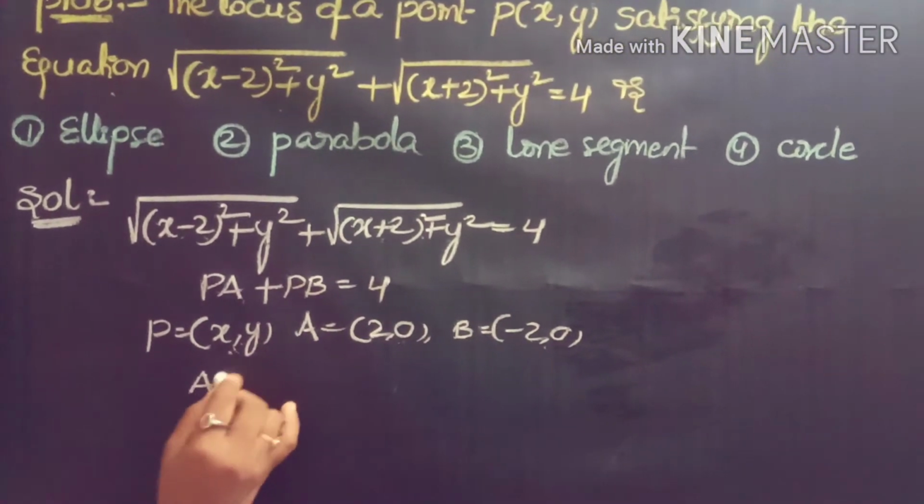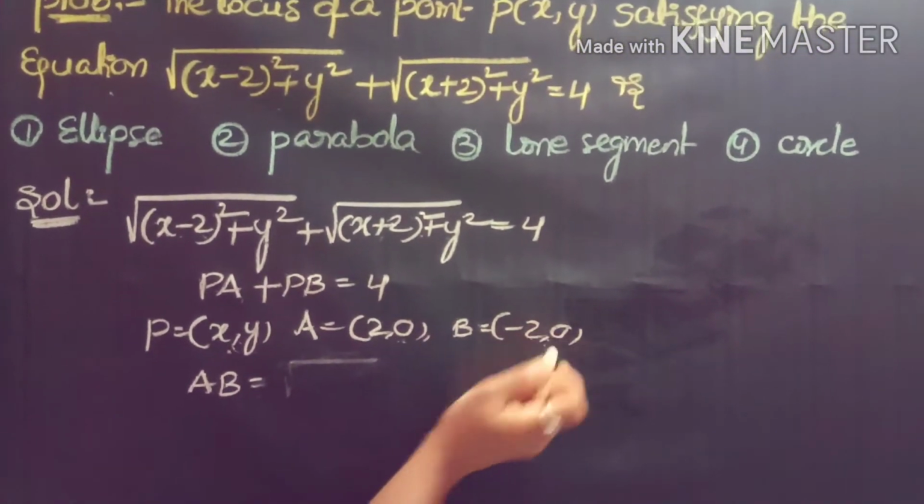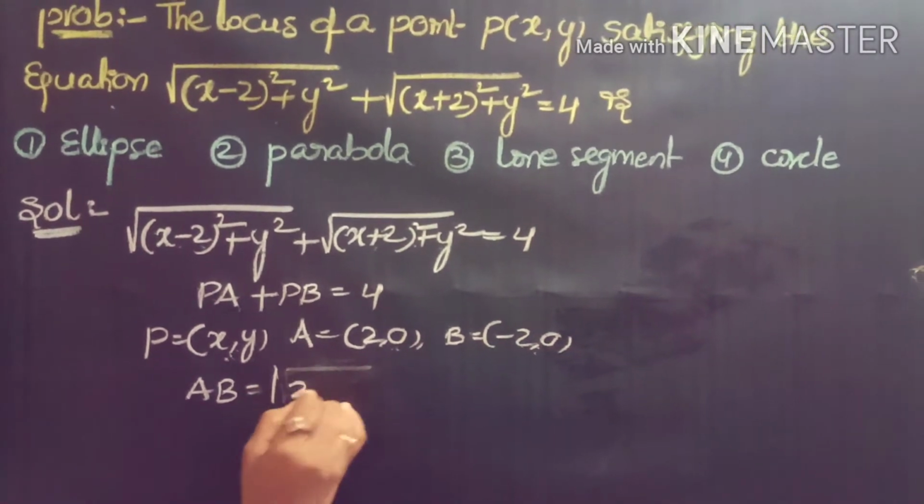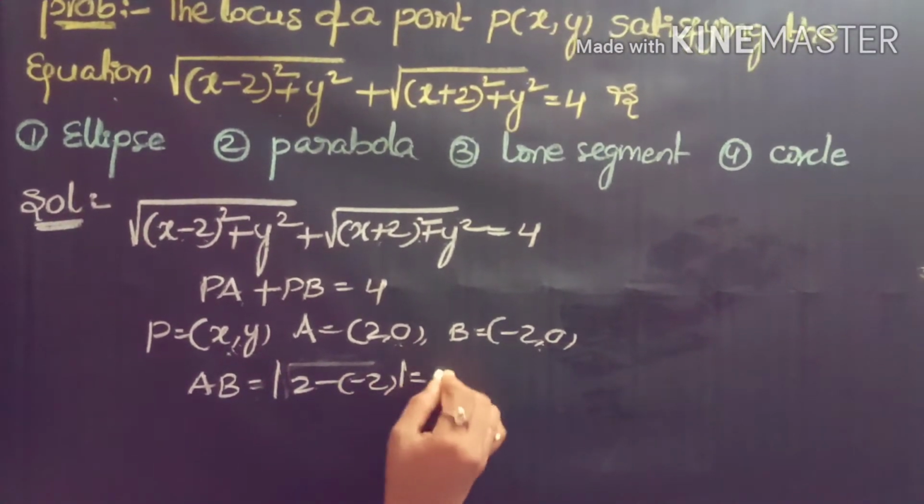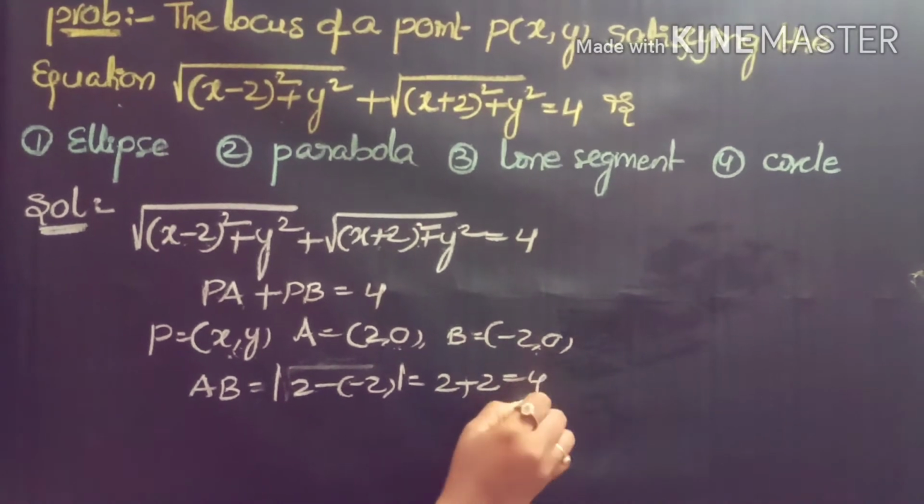Now we are finding the AB distance first. The y coordinates are equal, so the distance between the points is equal to the difference of the x coordinates, that is 2 minus (minus 2), 2 plus 2 is equal to 4. So the AB distance is equal to 4.